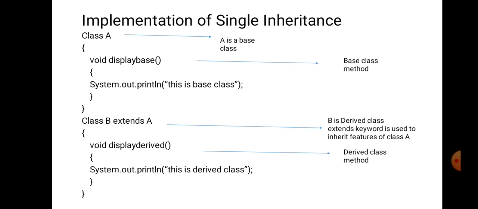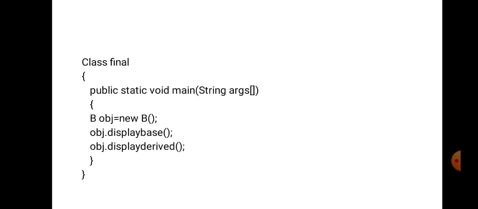Now we will see how we will create an object. I have taken another class for a main class, that is named as final. In that I had declared the main method, that is public static void main String args. We write this in a Java program to declare a main class, and in that I have created an object of the derived class. I have derived class B, and I created an object of derived class as B obj is equal to new B. So this is object creation of derived class B.